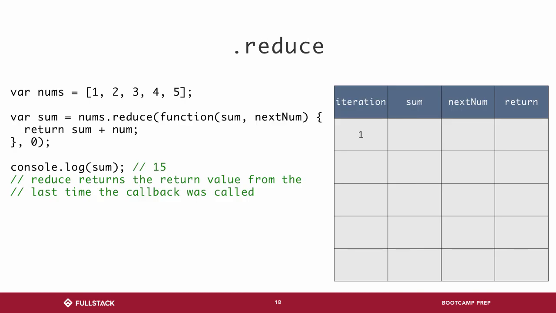So on the first iteration, the sum, which is the accumulator, is 0 because that's the start value. The next num, which is the element that we're currently iterating over, is 1. And then the return value is sum plus 1, or 0 plus 1, so it'll be 1. So now in the second iteration, sum, this return value, is 1. The element we're on is 2, so the return value is 3.